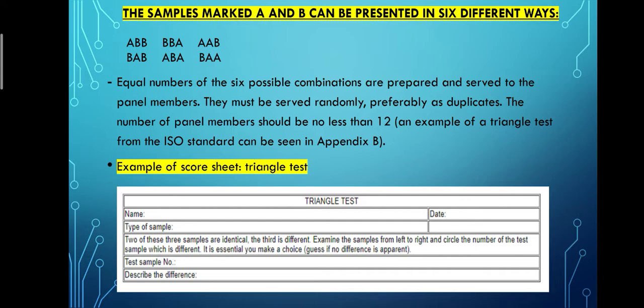So this is an example of a score sheet for the triangle test. Here we have name, type of sample, the date, test sample number, describe the difference, and the instructions: two of these three samples are identical, the third is different. Examine the samples from left to right and circle the number of the test sample which is different. It is also essential you make a choice and guess if no difference is apparent.